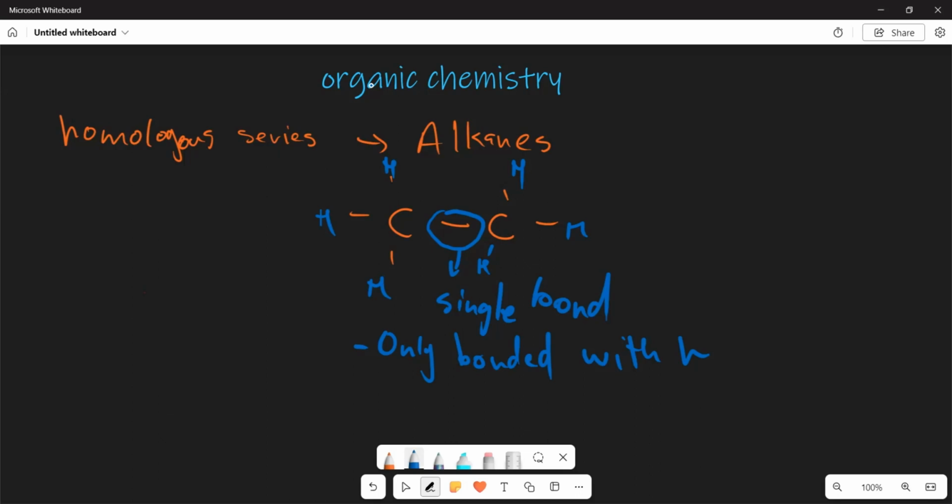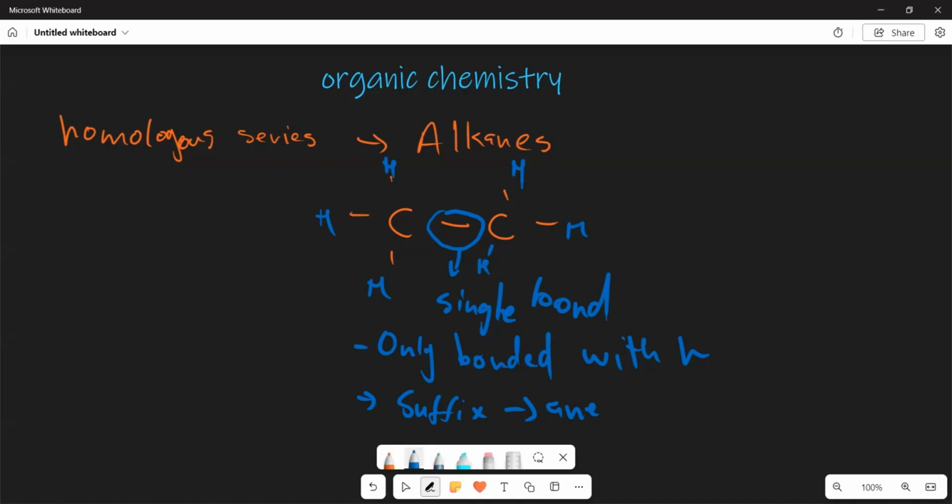What is important to take note of about the family of alkanes is that it has a suffix, which means the last two or three letters of the word, which is always going to be A-N-E, ane. So that is what our alkane consists of.